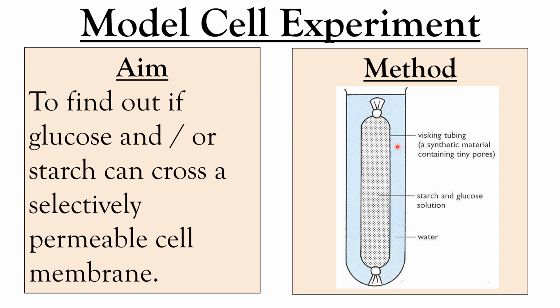Now, what happens is starch is basically glucose molecules joined together, and the starch is too big to get out of the cell membrane, so it will try to diffuse, but it can't get out, whereas the glucose is small enough to get through, so it will diffuse out.